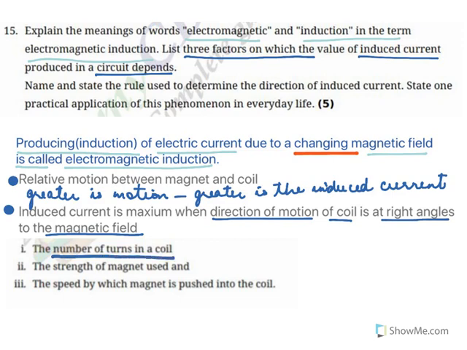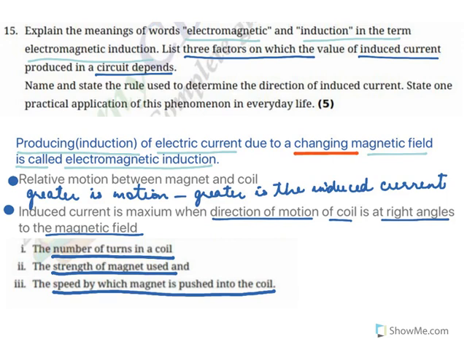The more the number of turns in the primary coil, the more is the current induced. It depends on the strength of the magnet used. It depends on the speed by which the magnet is pushed into the coil. If the magnet is pushed faster, there will be more induced current.